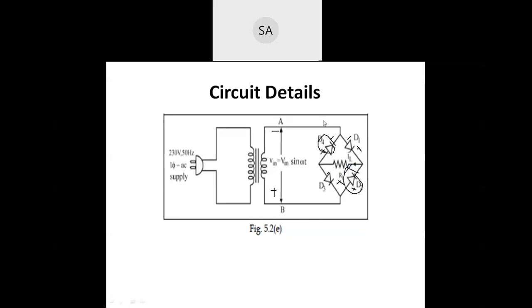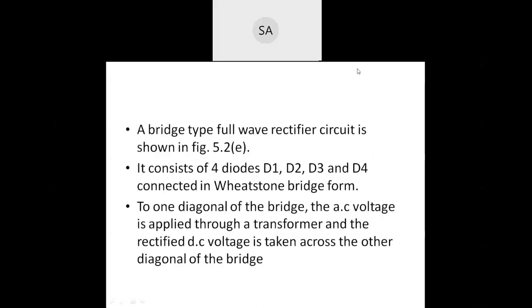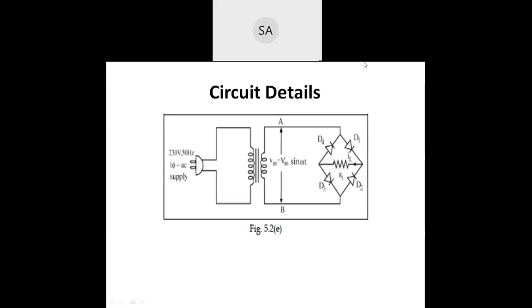Open circuits. So the current will flow in this direction, through D2, the load resistance, and D4, and through end A like this. This is the direction of the current flow.